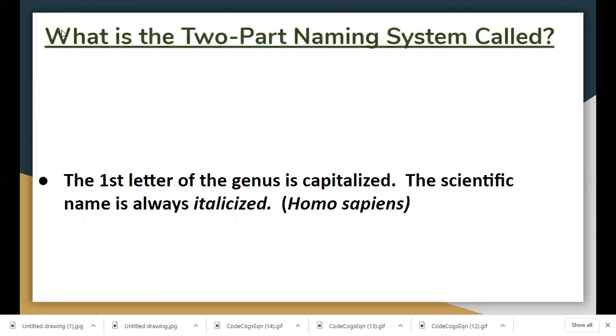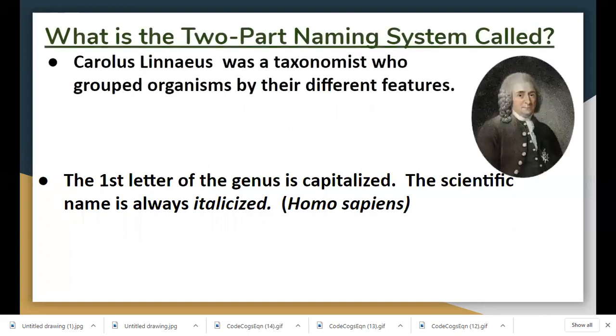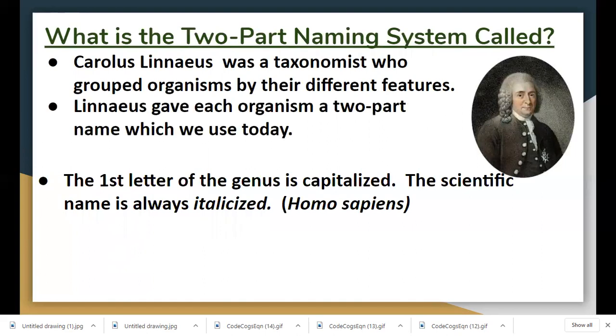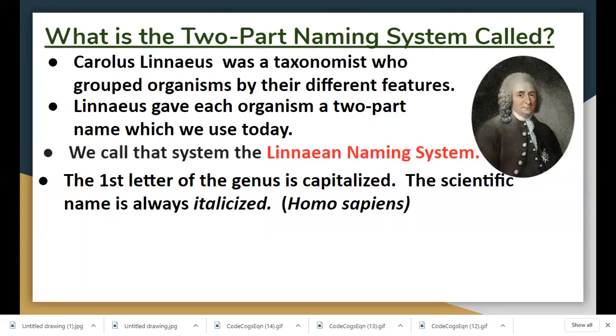What is the 2-part naming system called? Carlos Linnaeus was a taxonomist who grouped organisms by their different features. He gave each organism a 2-part name, which we use today. We call that system the Linnaean naming system.